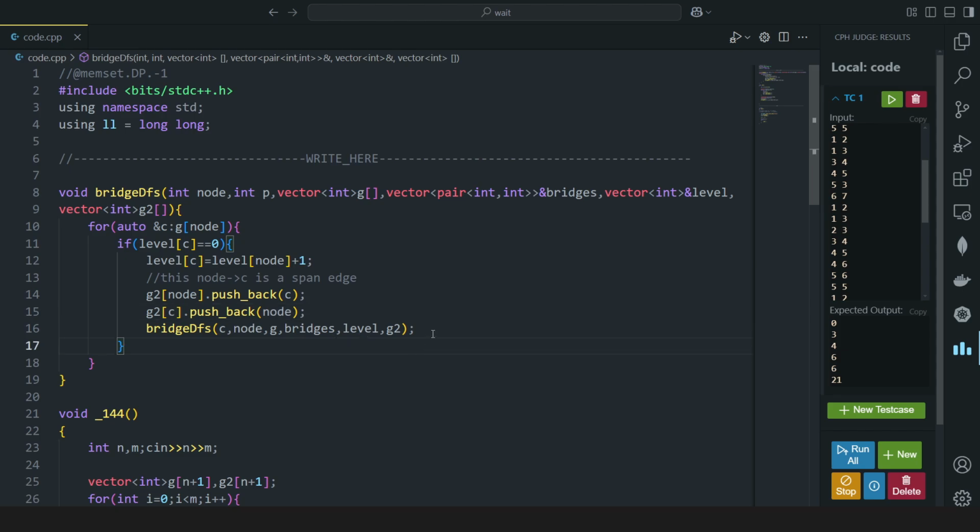I also told you that for each child in the DP array, I would be adding the current values of the child to the node. So DP of node equals whatever value it has already gathered plus DP of the child.